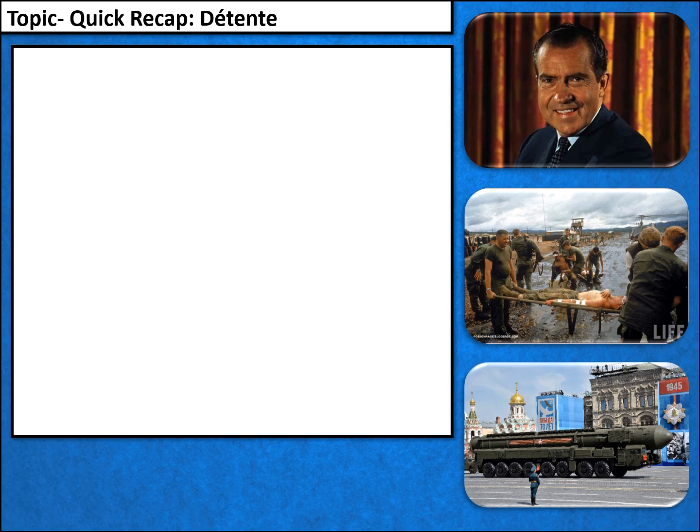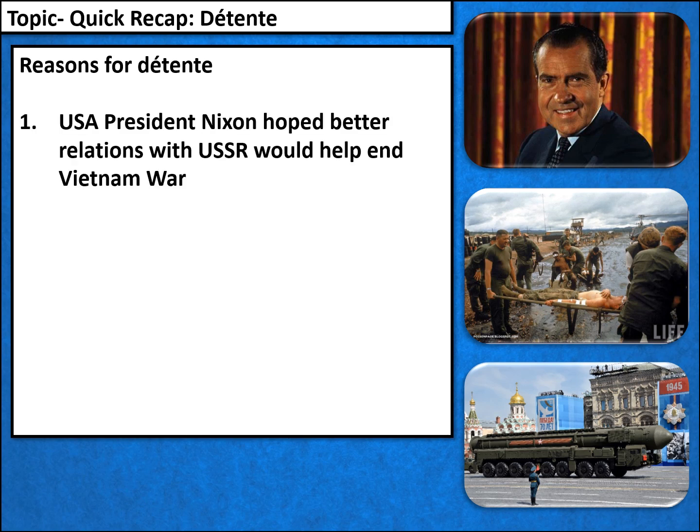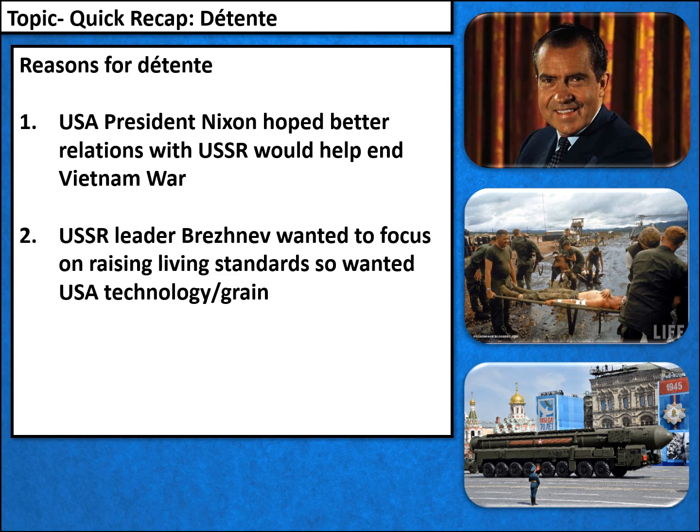So before we tackle our question, let's have a look at some reasons for détente. We'll take 3. Firstly, America was hoping to end the Vietnam War and was also hoping that the Soviet Union would help them to do this. So better relations with the USSR would lead to the end of a costly and disastrous war in Vietnam that they were desperate to finish.